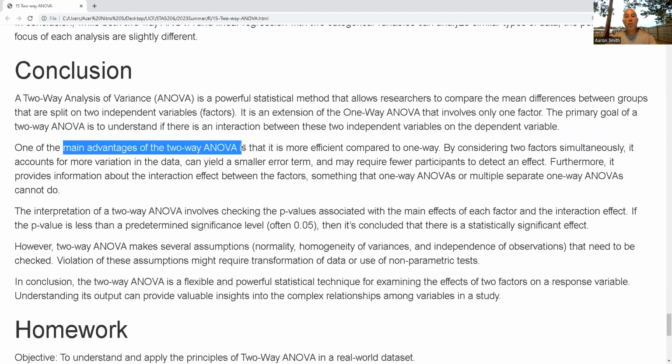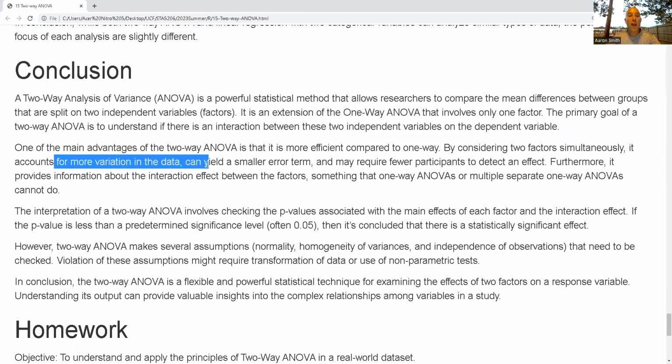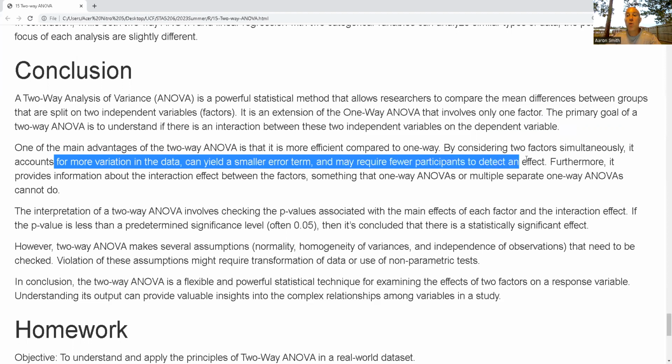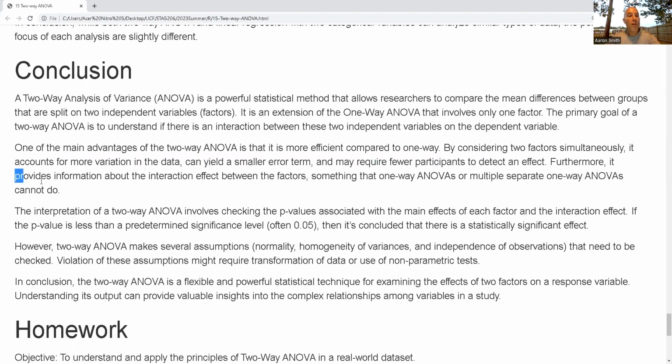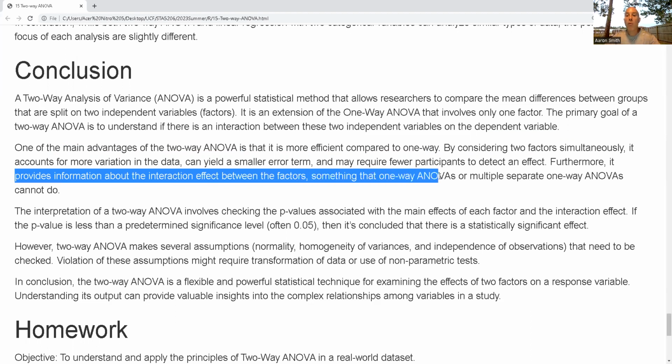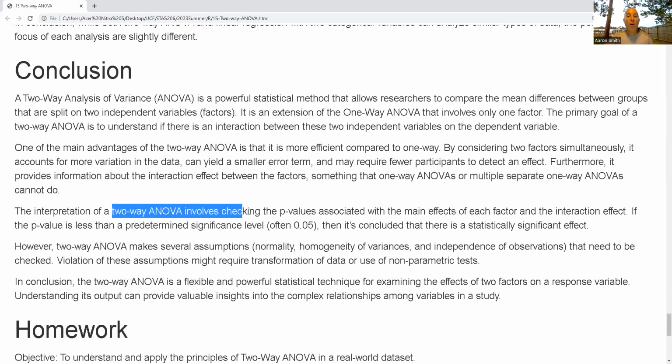A major advantage of the two-way ANOVA is that it's more efficient compared to one-way ANOVA. By considering two factors simultaneously, two-way ANOVA accounts for more variation in the data, can yield a smaller error term, and may require fewer participants to detect an effect. Furthermore, two-way ANOVA provides information about the interaction effect between the factors, something that multiple one-way ANOVAs cannot do for us.